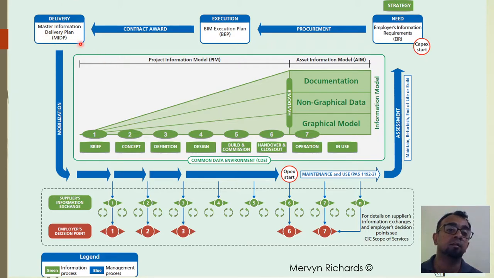Then the master information delivery plan will be prepared, because everybody who will be supplying information will be identified, and based on that the master information delivery plan can be prepared. And once everything is ready, then we go to the briefing stage. Without that, we don't go.